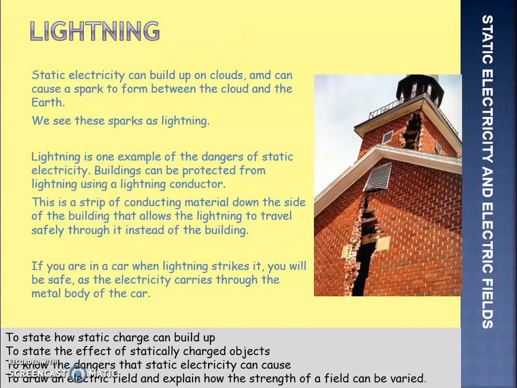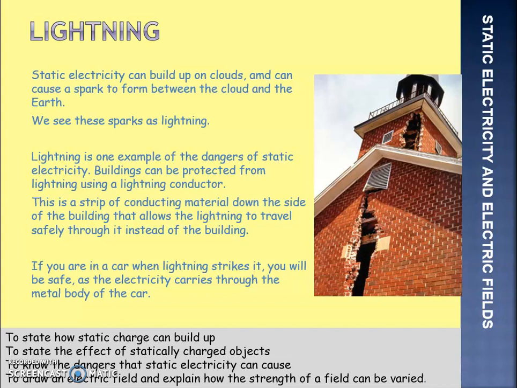So static can help us describe lightning and explain why lightning occurs. When clouds move around each other and clouds have particles within there, that static electricity can build up between those clouds because of friction. It can cause a spark to form between the cloud and the earth. And we see those sparks as lightning. There's a big potential difference between the clouds themselves and the earth. And so that means charge can build up, and if the potential difference is big enough, then that can leap to the earth. Lightning is one of the examples of the dangers of static electricity.